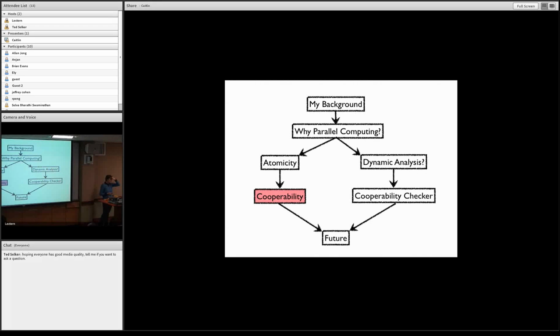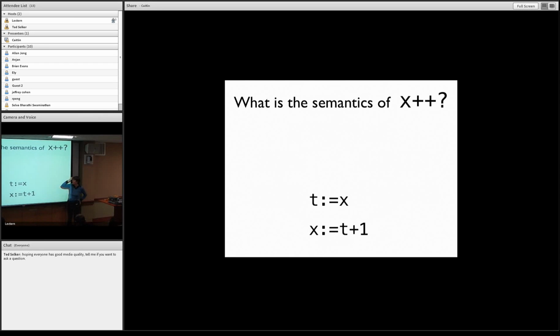Okay, so that is sort of atomicity in a nutshell, which brings me to the property that I've worked a lot more on, which is called cooperability. So let's go back here. What's the semantics of X++?